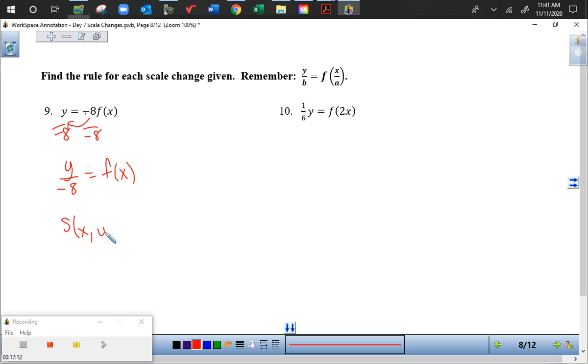So again, S of x, y equals, and big ordered pair, something with x, something with y. Because nothing was with x, we just call it x, just like the last one. But here it says y divided by -8, so we want y times -8, or -8y.